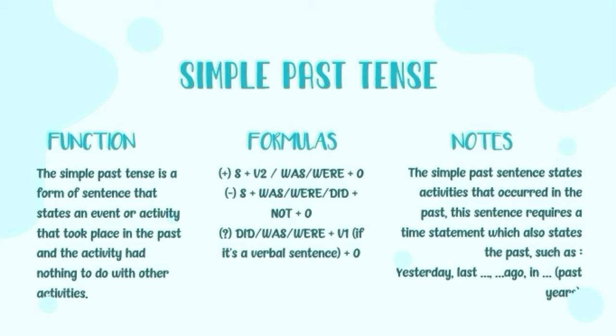And the interrogative form is did or was or were plus verb 1 if it's a verbal sentence plus object. Note: the simple past sentence states activities that occurred in the past. This sentence requires a time statement which also states the past, such as yesterday, last, ago, in, past years.